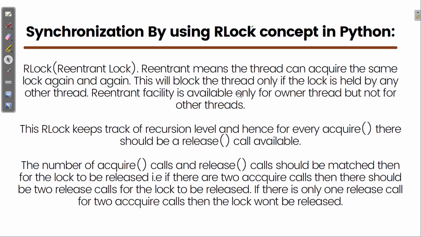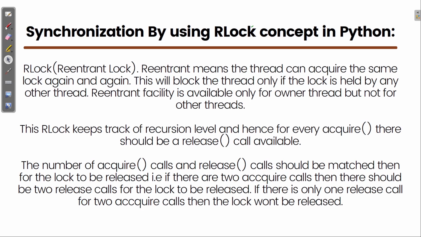Now let's come to the RLock concept. I guess you are clear with the use of lock and why we are using it. Let's see what RLock is. RLock stands for reentrant lock. It means the thread can acquire the same lock again and again. This will block the thread only if the lock is held by any other thread. Now, there was one problem in this lock.